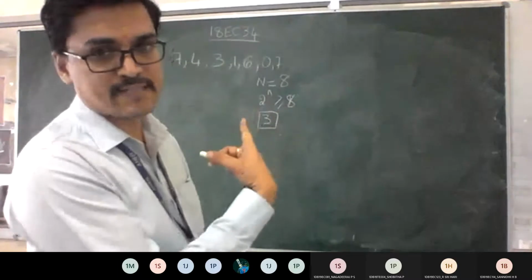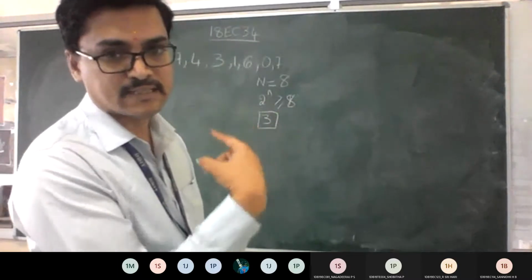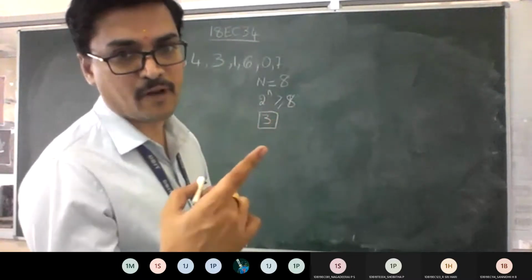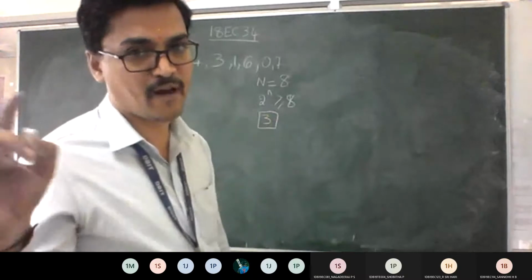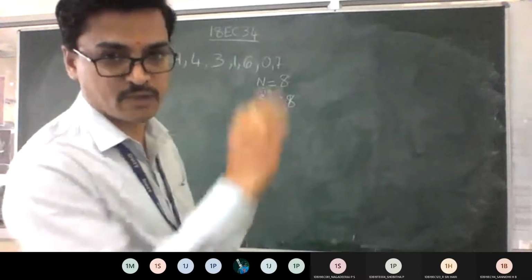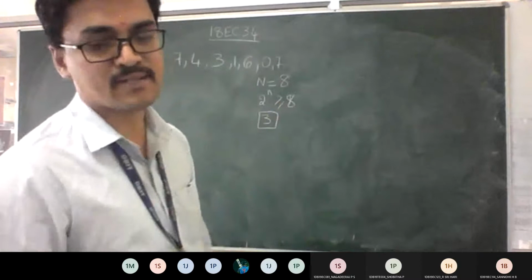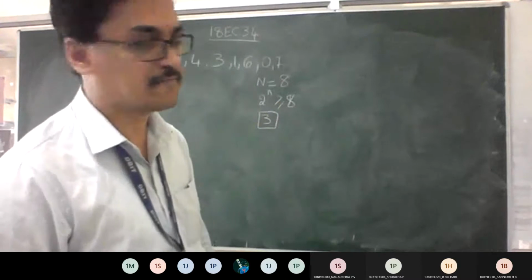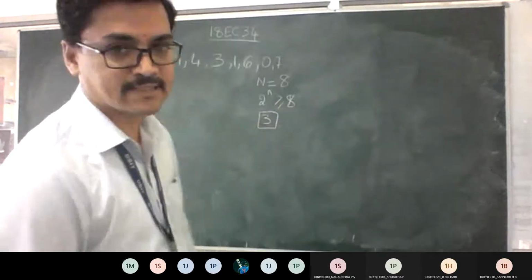Step 1, find the number of flip-flops required. Step 2, the type of flip-flop used: SR flip-flop and D flip-flop. First you plot for SR, then the same concept you repeat for D flip-flop or T flip-flop. Okay, next, the truth table.